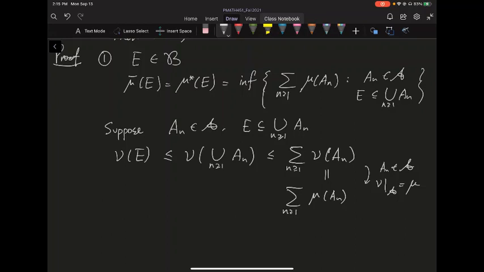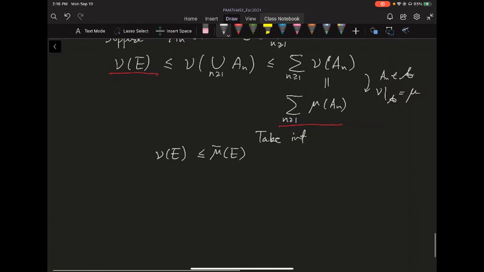Now let's see what we proved. The ν of E on the left is less than or equal to each of the sums, where you have some A_n's covering this E. And if you notice, the μ bar of E, or the outer measure of E, is simply the infimum of the right-hand side. So let's take the infimum on the right. We will have ν of E, because it's less than or equal to all of them, is certainly less than or equal to its infimum, which is the μ star of E, or you can say just μ bar of E, because E is taken from the μ star measurable sets. All right, so that's the first step. It proves one side of the inequality, so we want to prove the other side.